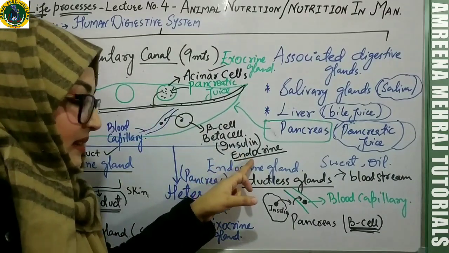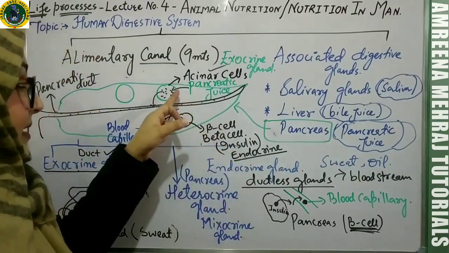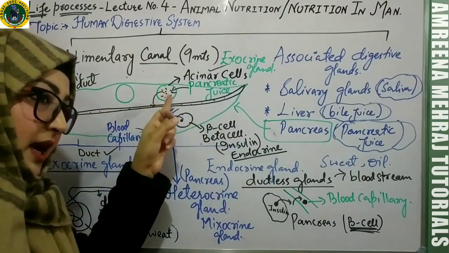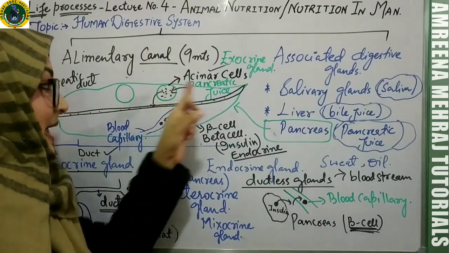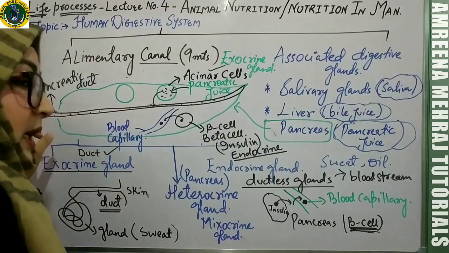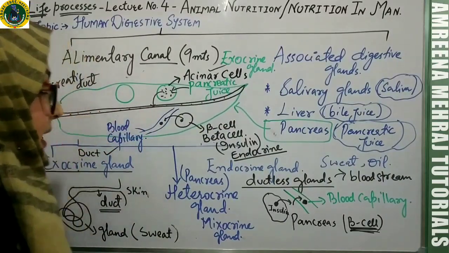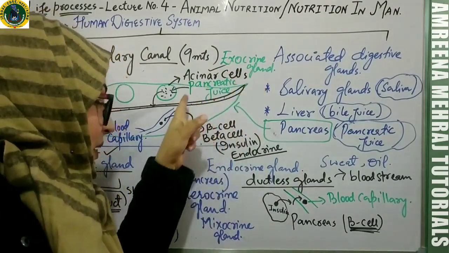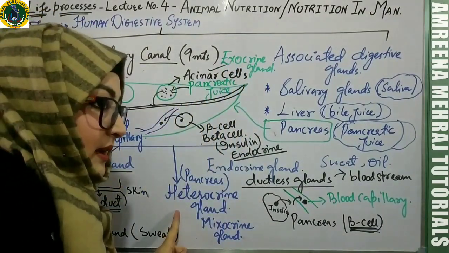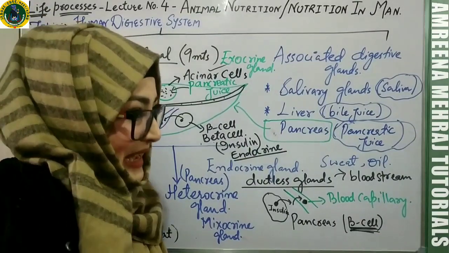In that manner, pancreas is endocrine. Pancreas has acinar cells which produce pancreatic juice, and that juice is released into the pancreatic duct, and the duct carries that juice to the destination, that is small intestines. In that manner, pancreas is exocrine. So that's why we call pancreas a heterocrine gland or a mixocrine gland.